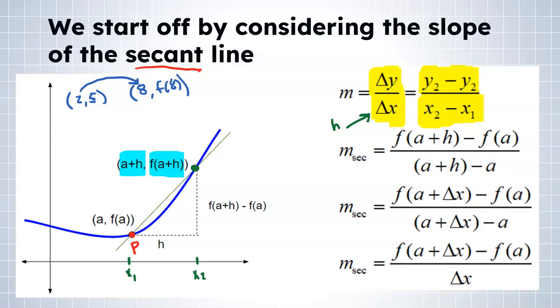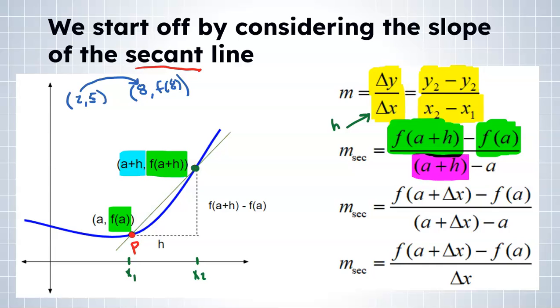Oh, whoa, I can't believe I said that. A big sin right there. Change of y over change of x. So my numerator is going to be my second y value, f of a plus h, minus my first y value, f of a, and then my denominator is going to be my second x value, a plus h, minus my first x value, a.